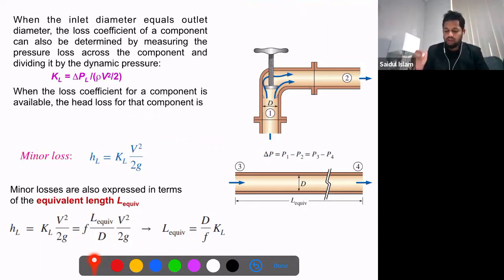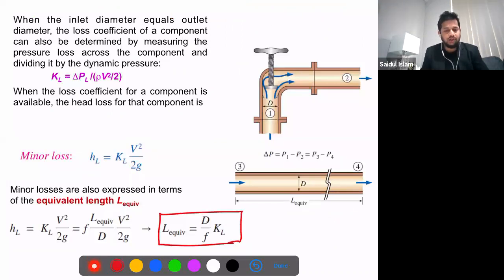You can also correlate this minor loss with the length of the pipe. So here we can see one expression. This expression says, this is the length. So we have a pipe, this is the length. What is KL? The minor loss coefficient. What is F? F is the friction factor, D is the diameter.